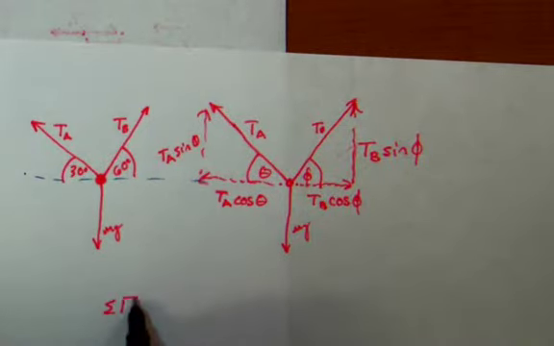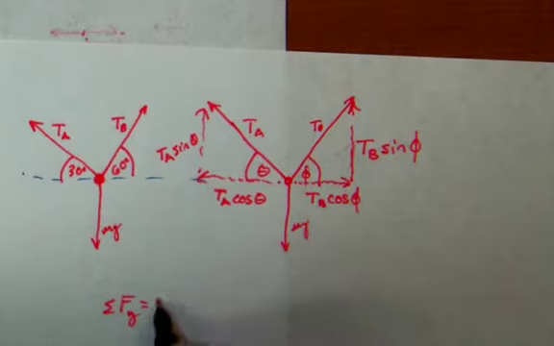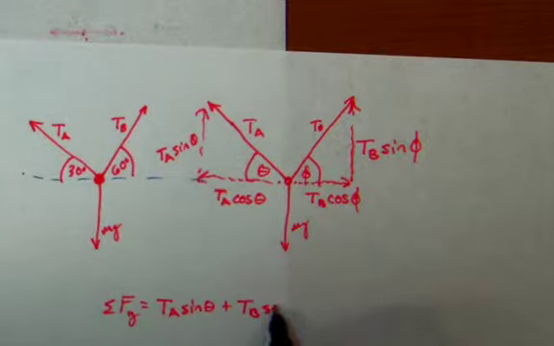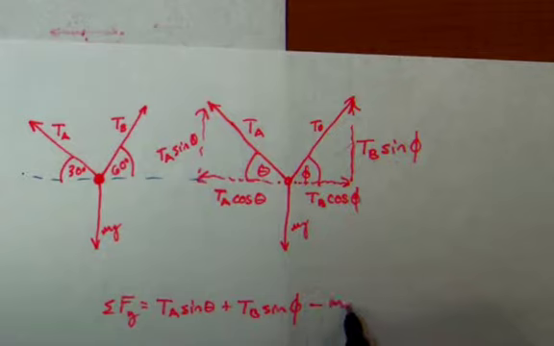Newton's second law, sum of the forces in the y dimension. And again, these should add up to 0 because my acceleration is 0. Look at your positive y ones. Let's say TA sine theta plus TB sine phi. And then mg is in the negative direction. And those add up to 0 because my acceleration is 0.